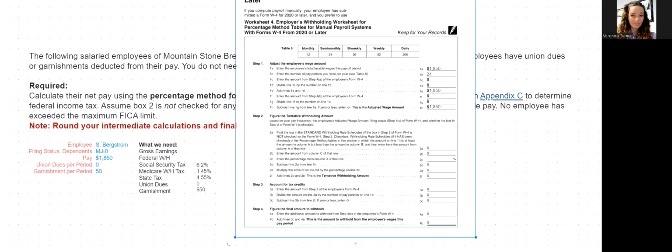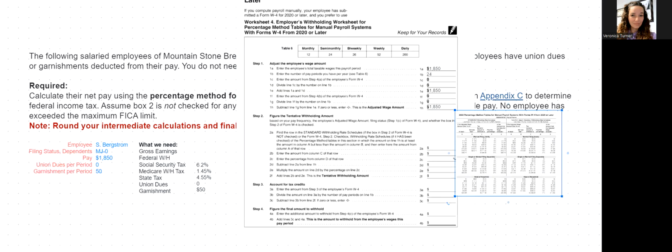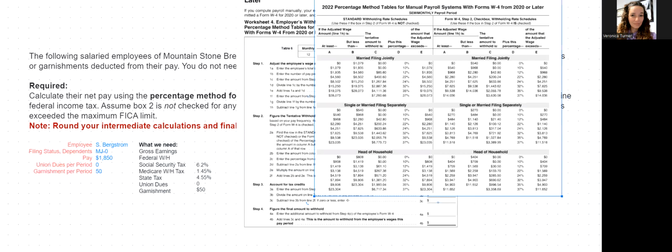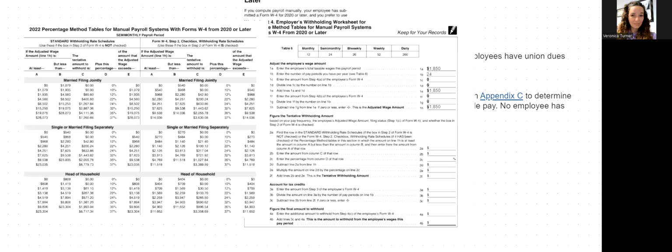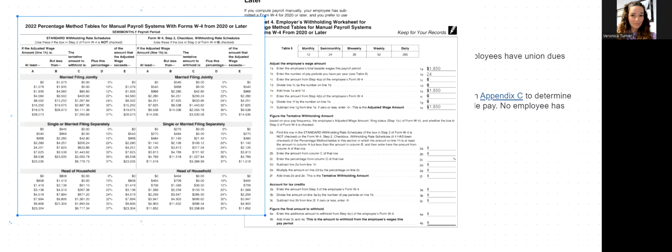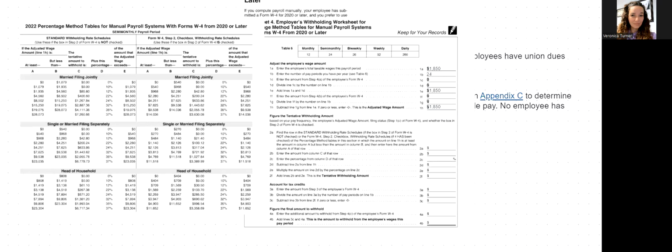And I'm going to leave this here on top, but I'm going to put the other one on top of it just so that we can grab that number. So as you can see, we got the percentage method by semi-monthly payroll period. So this is the one that we're going to need to pull from. Okay, and the other one, let's get it. What we need is, this one is on page 482.